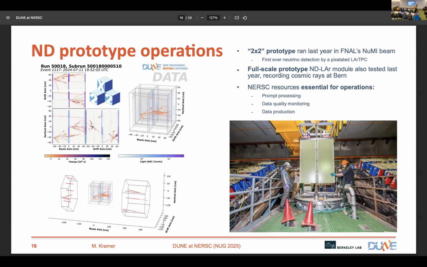These are about a fifth the size of the modules that will go into the full-size NDLAR detector, and that will be a 7x5 grid. So you can think of it as a mini liquid argon near detector, but the same underlying technology. We deployed it last summer in Berkeley Lab's so-called NuMI neutrino beam, and we recorded the first ever neutrino interactions observed by a pixelated liquid argon time projection chamber.